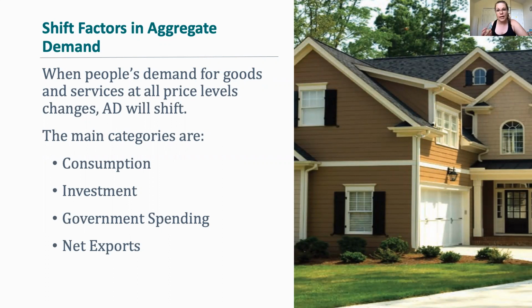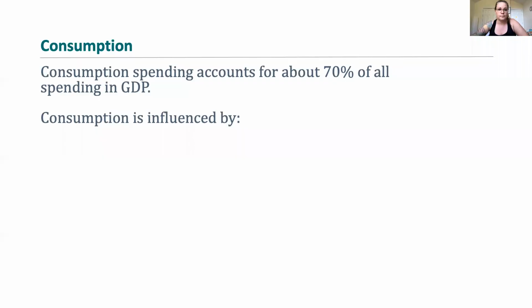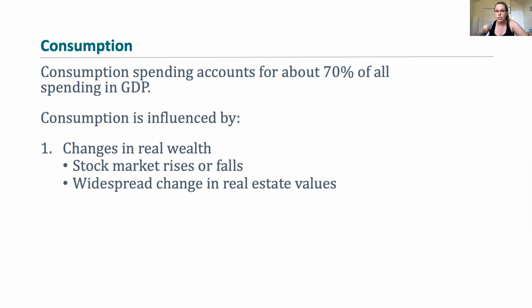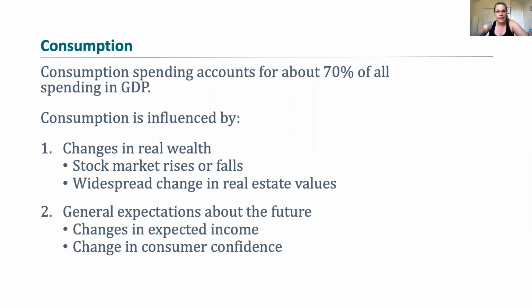Remember, aggregate demand is essentially the total spending on final goods and services in our economy, or GDP. So the 4 categories are consumption, investment, government spending, and net exports. Consumption spending accounts for 70% of all GDP. It's the largest category. Consumption is influenced by changes in real wealth and by general expectations of the future.